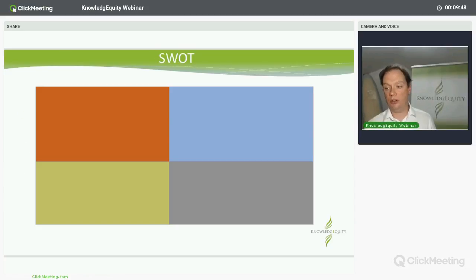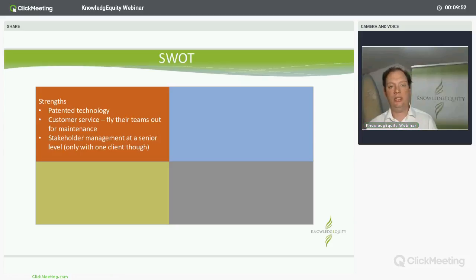Now, as you consider a SWOT as well, these are the sort of things you could have had in your SWOT analysis, and they're just quick bullet points. Strengths: patent technology, customer service, they fly their teams out for maintenance, a strength for them. Stakeholder management at a senior level. Note, only with one client.